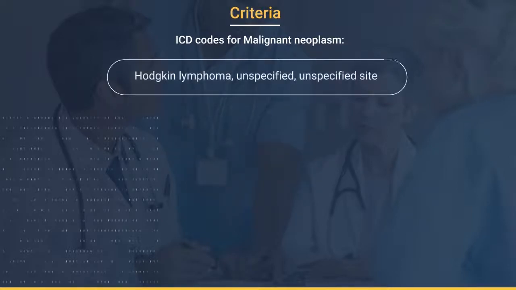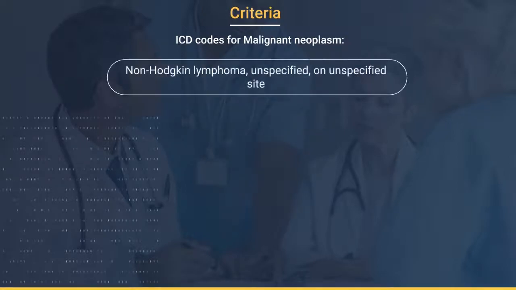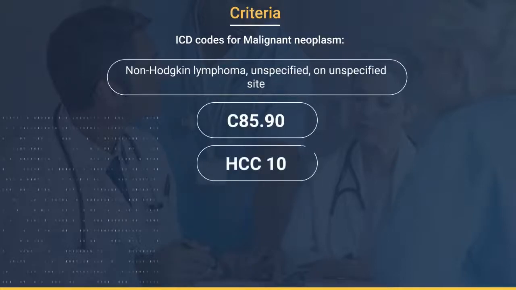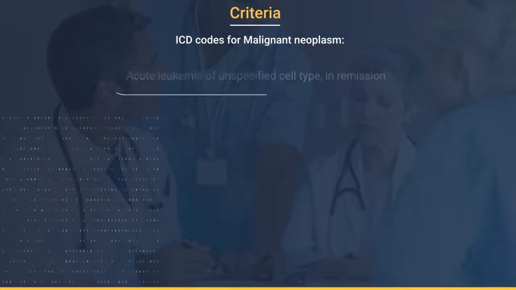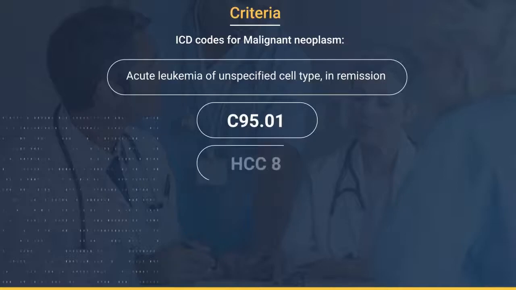For unspecified Hodgkin lymphoma on unspecified site, the code is C81.90, HCC 10. For unspecified non-Hodgkin lymphoma on unspecified site, the code is C85.90, and the HCC is 10. And lastly, for acute leukemia of unspecified cell type, in remission, the code is C95.01, HCC 8.